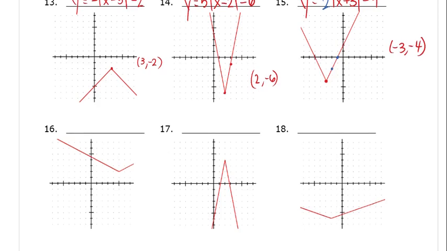Okay, almost done. The new vertex is 5, 2. So start with y equals. In this case, to move it 5 to the right, remember opposite. Oops, that's wrong. I did not do opposite. So to move it 5 to the right would mean it had to be a minus 5 on the inside. To move it up 2 means a plus 2 at the end.